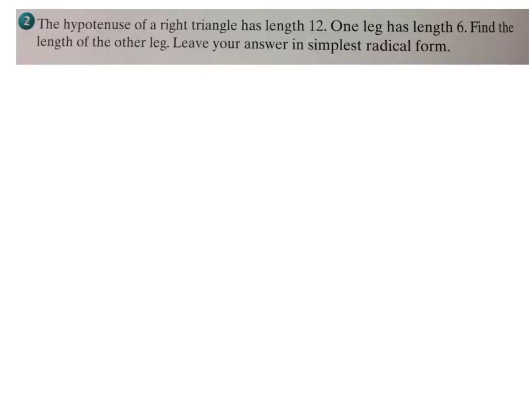Quick check number 2, again, gives us the length of the hypotenuse and the length of one leg and asks us to find the length of the other leg. So again, I'm going to draw a triangle. A right triangle. Remember, the Pythagorean theorem only works for right triangles. The length of one leg is 6, the length of the hypotenuse is 12. Find the length of the other leg. So please pause the video while you try to figure out x.